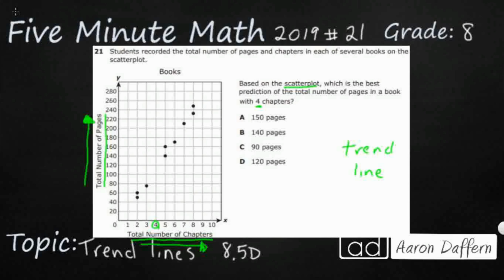So this prediction means it needs to be an estimate, right? This is approximately. So we're just going to estimate it. And one of these is going to make the most sense. So if you were doing this on paper, I would highly recommend either getting a ruler, edge of a book, any type of straight edge. We're going to draw a straight line.